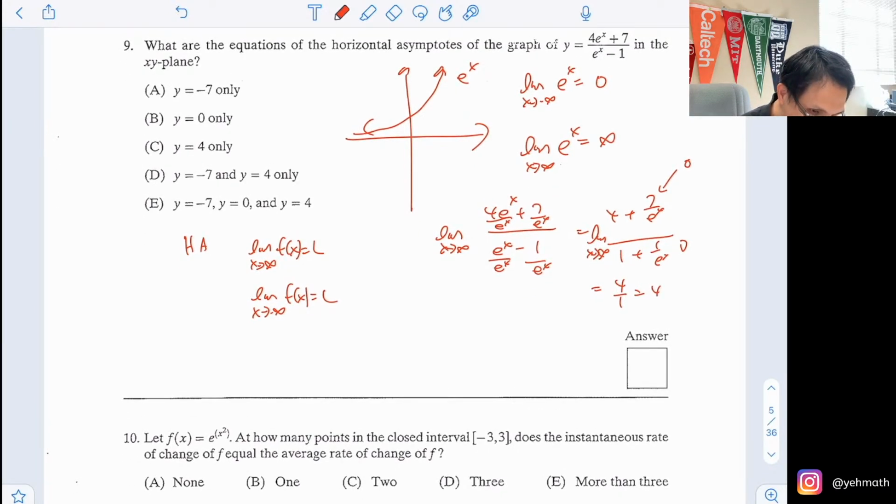Now, if we reach negative infinity, that's what happened. If I take the limit as x approaches negative infinity of 4e to the x plus 7 over e to the x minus 1, what happened is, if we reach e to the negative infinity, you no longer divide by the highest degree on the denominator. What happened is this becomes 0. So that's equal to 7 over negative 1. That's equal to negative 7. So the answer is equal to D. And that's the best way to look at this question. And that's how you think efficiently.